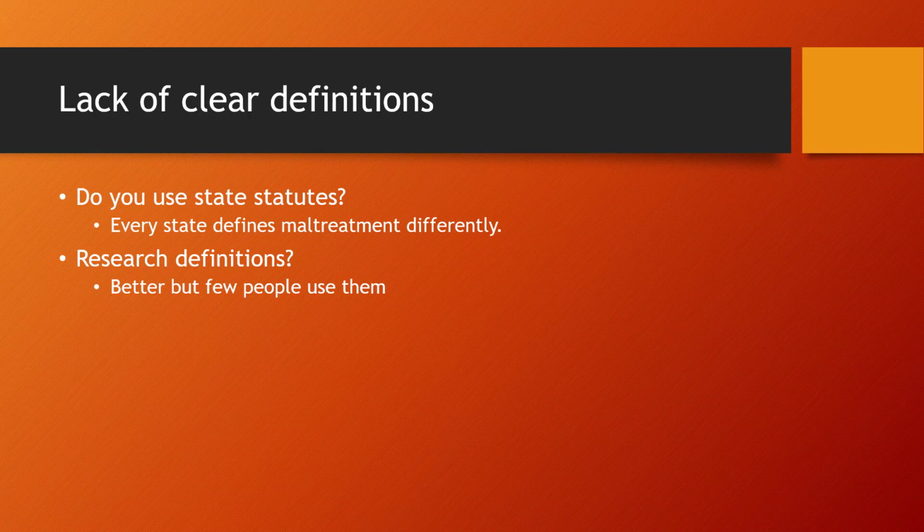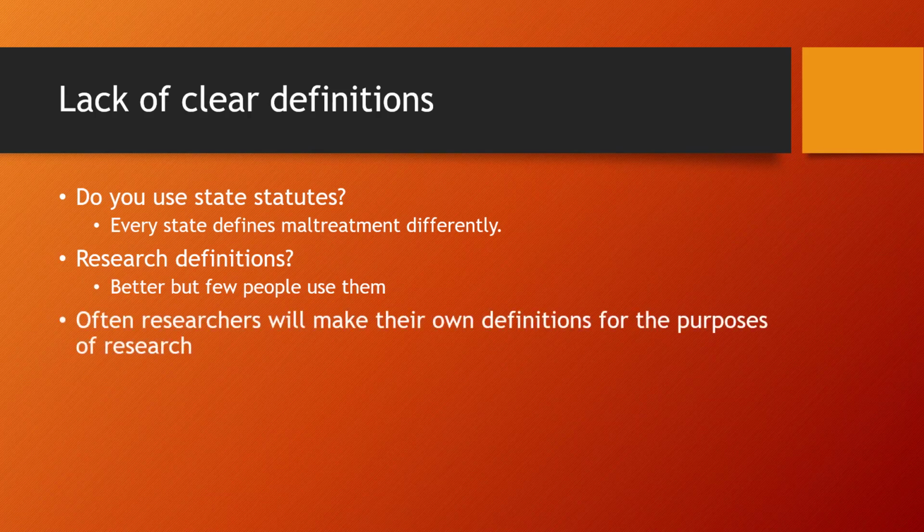What you're going to see more likely is that the researchers will make up their own definition for the purposes of their study. So what they'll do is they'll say, this is how we defined physical abuse. This is how we defined neglect. And maybe they did a great job, something to think about. But certainly it's an issue because every researcher then is using their own idiosyncratic definition. And it makes you wonder whether we can draw conclusions across studies.